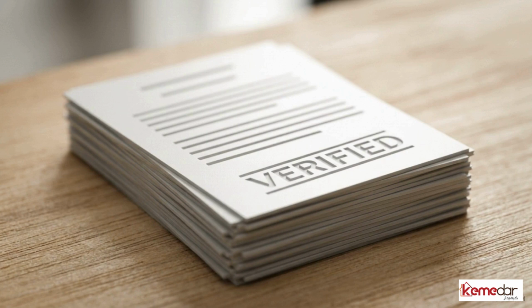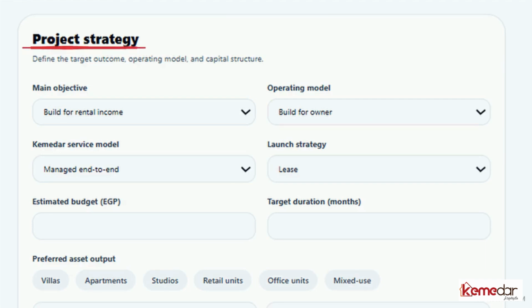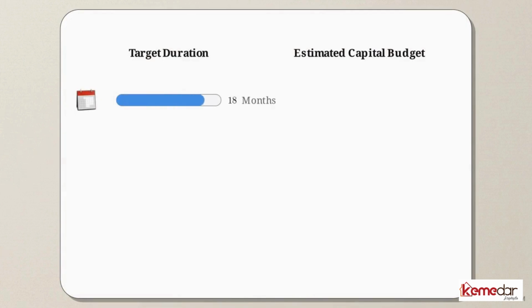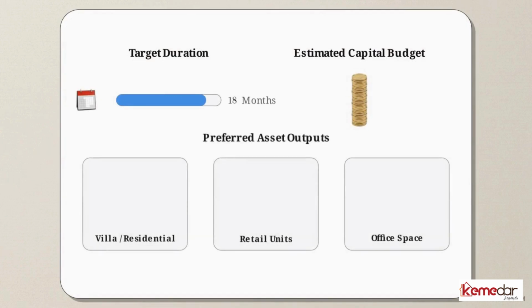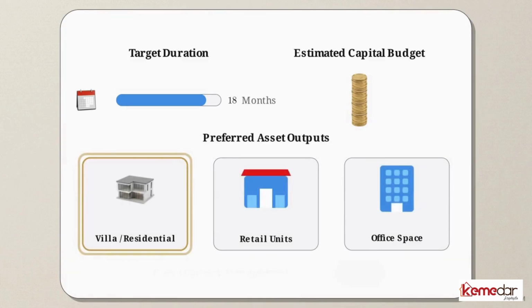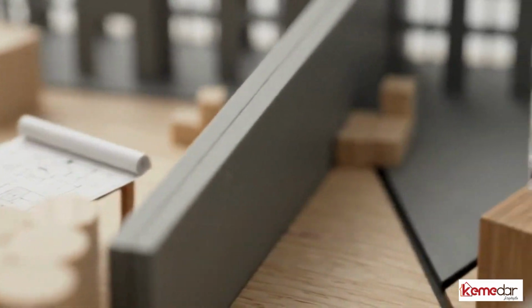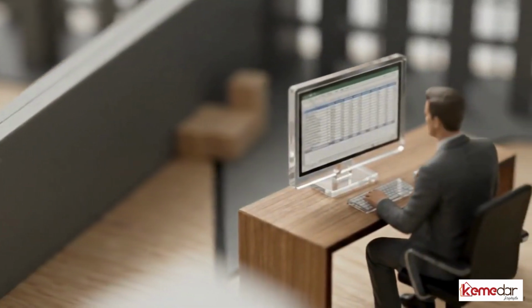Step 4 brings up the project strategy form to define your expected financial outcomes. Use the top drop-downs to set your primary goal, distinguishing between models like building for rental income versus building to sell. Then, input your realistic target duration in months and your estimated total capital budget. Select the physical output you want built, like villas or retail units, and check the box if you want Kemedar to handle ongoing property management after the handover. Locking in these strategy parameters routes your project directly to the correct investment and management layers within the Kemedar ecosystem.